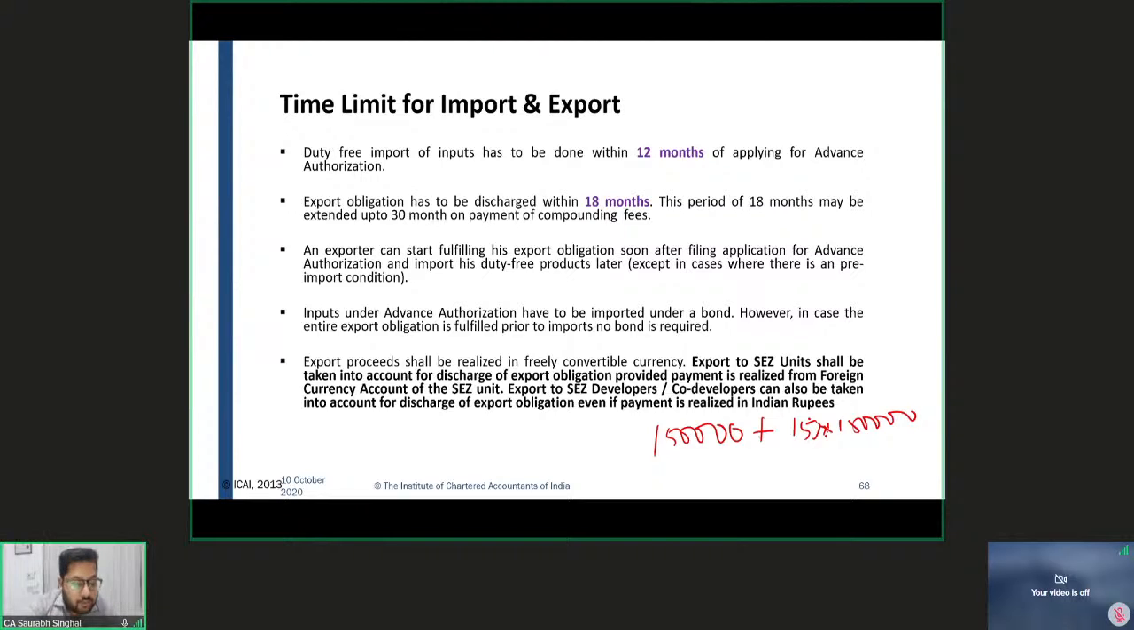It may be a case that you went to the department and got an advance authorization. After getting the advance authorization, you started exporting without even importing. The legislature or the law is not concerned about that. The law is saying you should be exporting with 15% valuation of the imports that are authorized to you. However, this condition or this situation will not apply in case the import of goods is with a pre-import actual user condition.